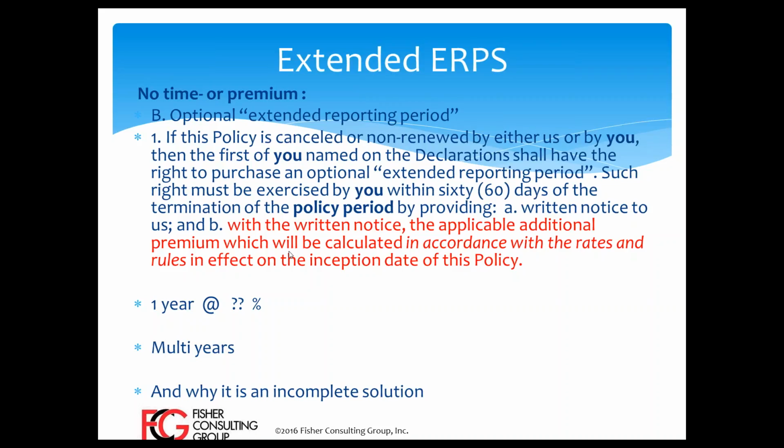Well, guess what? It's still possible for a claim to come out of nowhere that has wound its way through the courts and gone up on appeal and what have you, and finally it's final, and one of the defendants in that litigation says, okay, well, now I'm going to sue Company B. Well, the tail's expired. It's gone. So again, it's an incomplete solution.